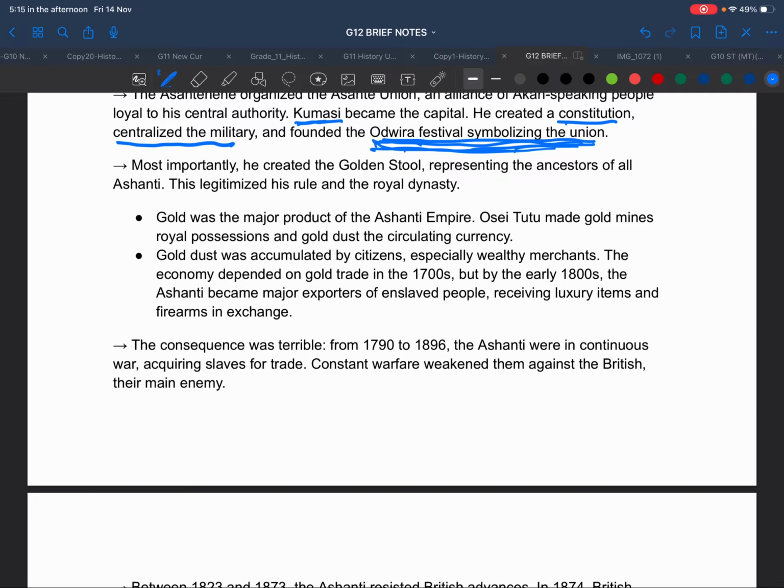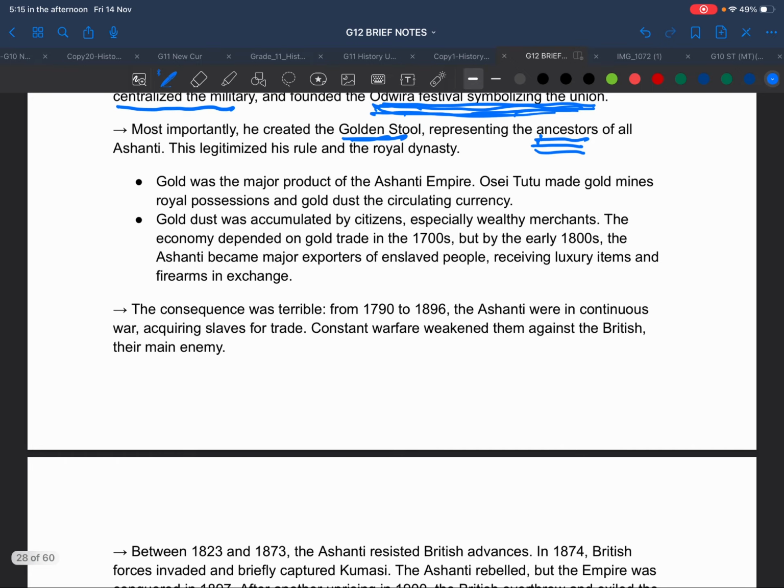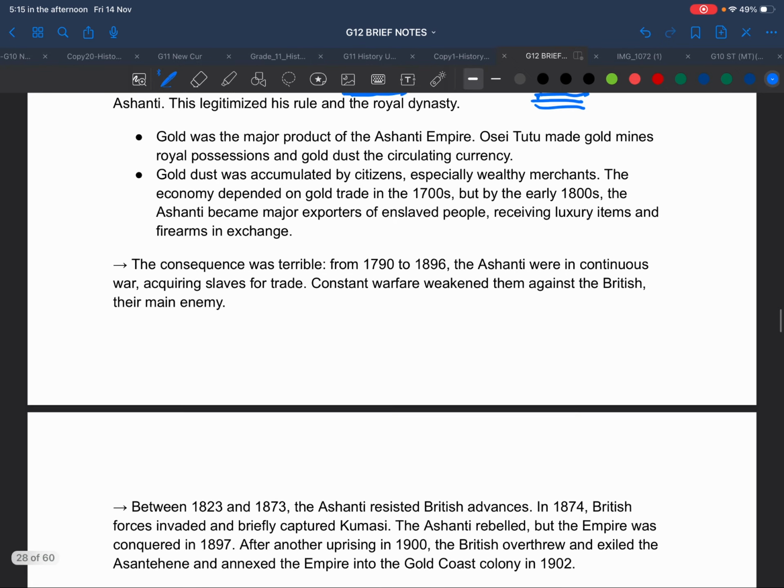He created the golden stool representing the ancestors of all Ashanti, the dead ones. On behalf of the dead people, representing them, he created the golden stool. This legitimized his role and the royal dynasty, welcomed and accepted by his people once he had created the golden stool. Gold was the major product of the Ashanti Empire, right?